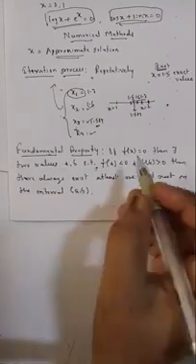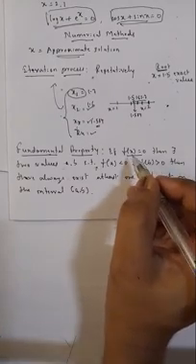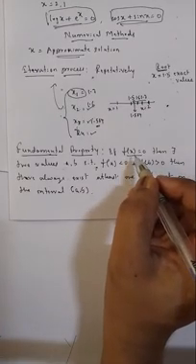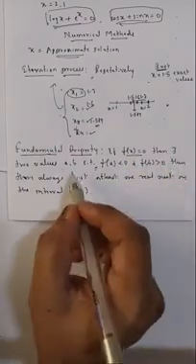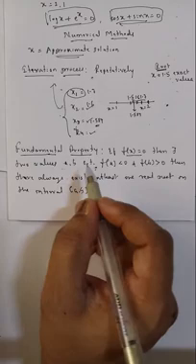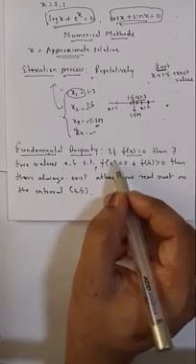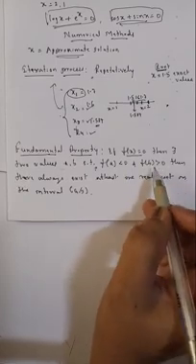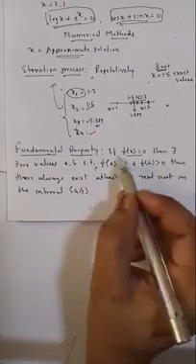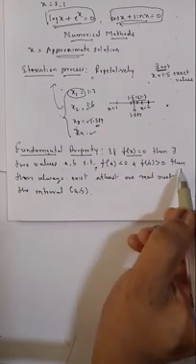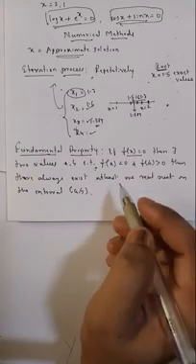Suppose f of x equal to 0 is the given function. It may be a polynomial or it may be a transcendental equation. Then there exist two values a and b such that f of a is less than 0, which means it is a negative value, and f of b is greater than 0, which means it is a positive value. If this is the condition, then there exists at least one real root in the interval a comma b.